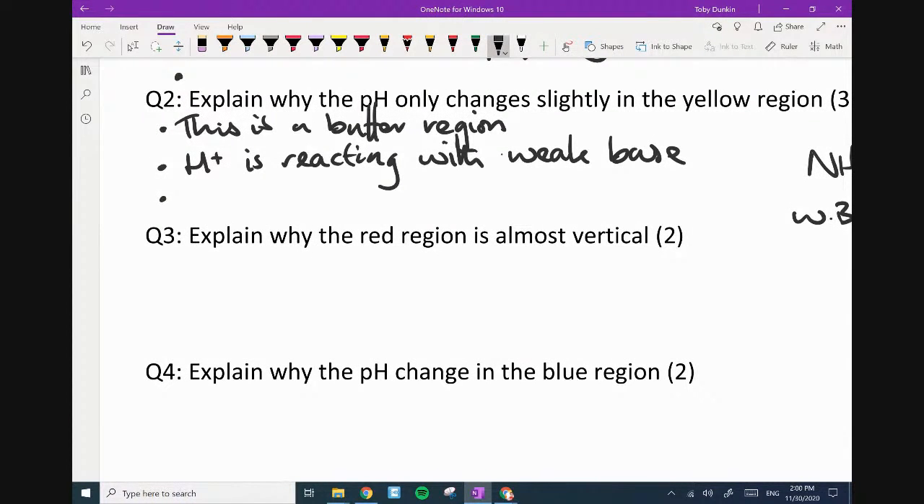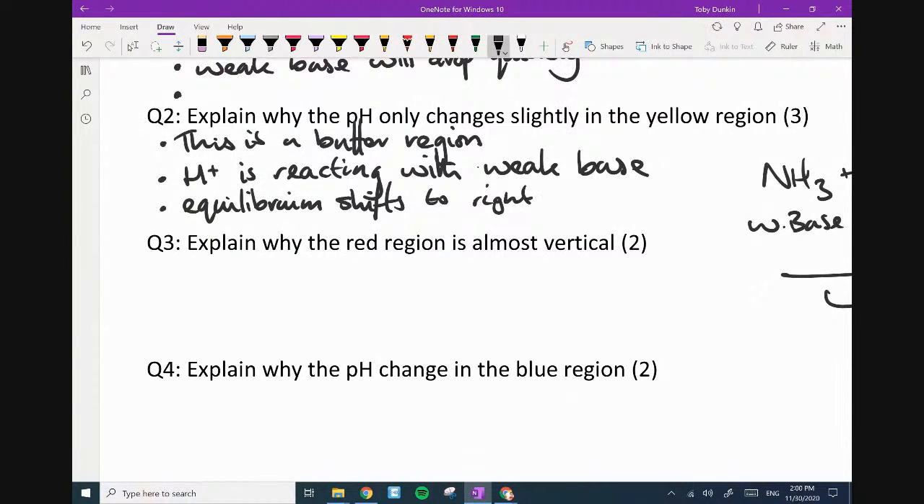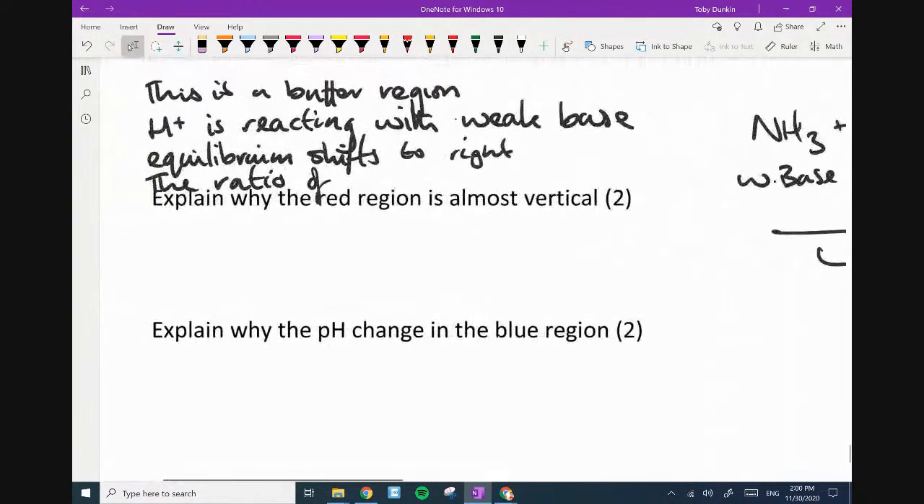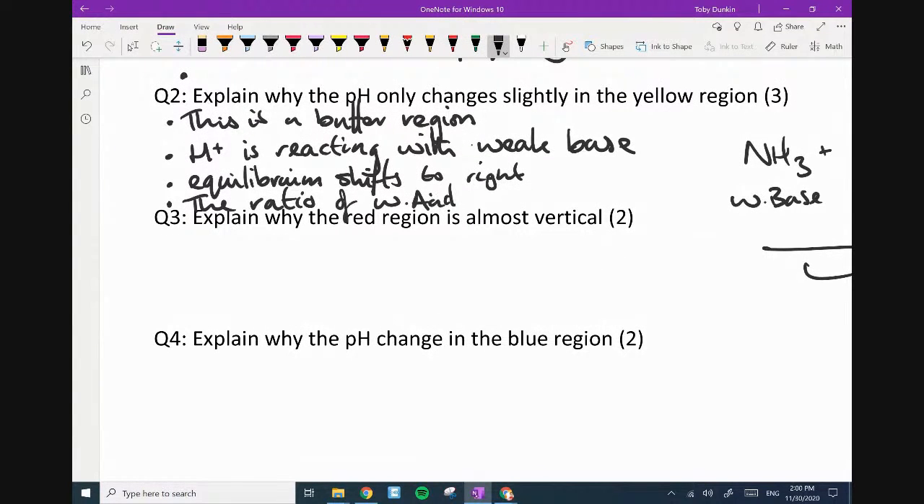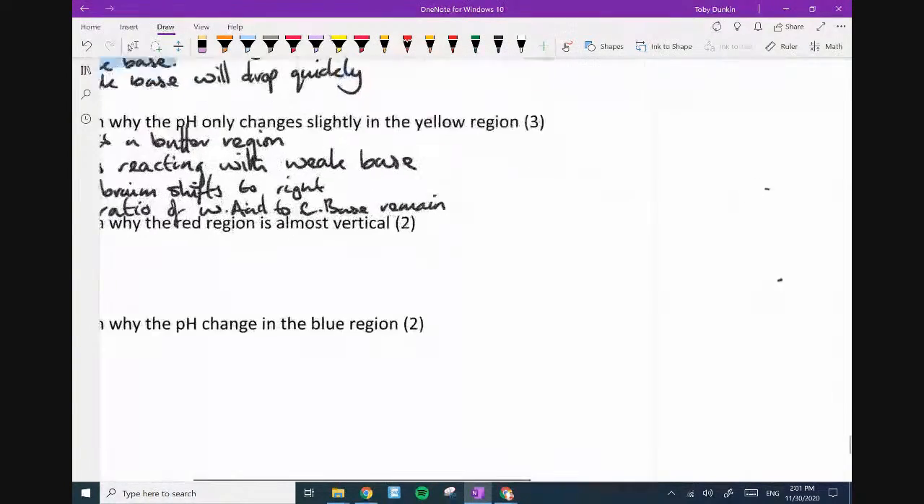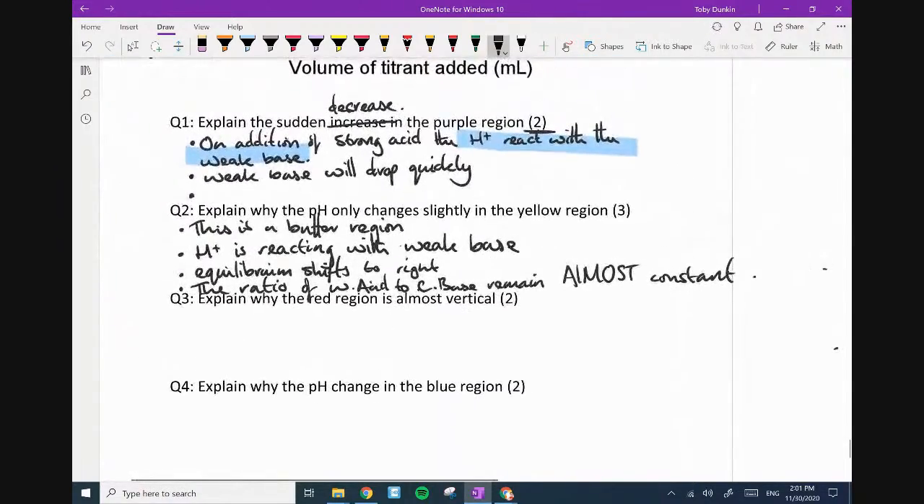So H plus is reacting with the weak base, equilibrium shifts, and in this case, it's going to shift left to right, equilibrium shifts to the right, and this is the important bit. We are now going to have the ratio of weak base to conjugate acid remains almost the same. The ratio of weak acid to conjugate base remains almost constant. This is the important bit. Don't forget that word, almost.